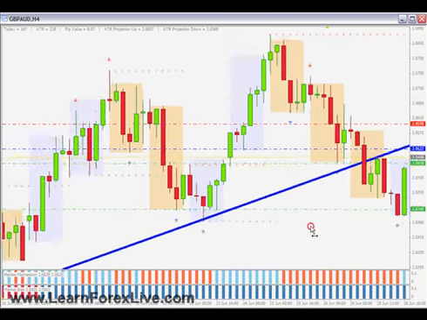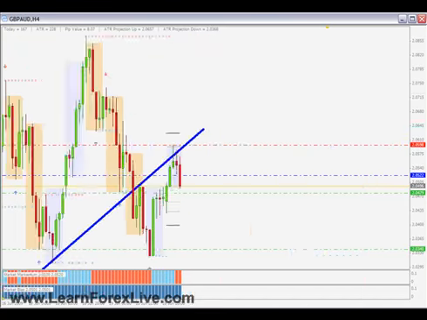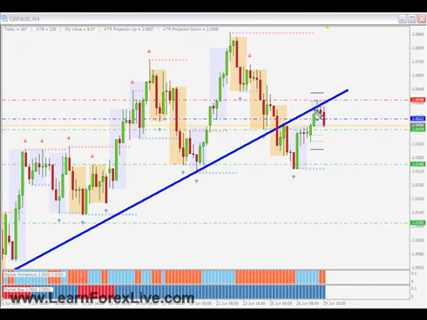Let me zoom in a little bit more to show you that breakout pullback. Okay, that breakout pullback continuation pattern, and that is where I triggered my short entry. But as you can see, price immediately turned around and hit my stop loss, unfortunately. However, it came back to retest the trend line from below.